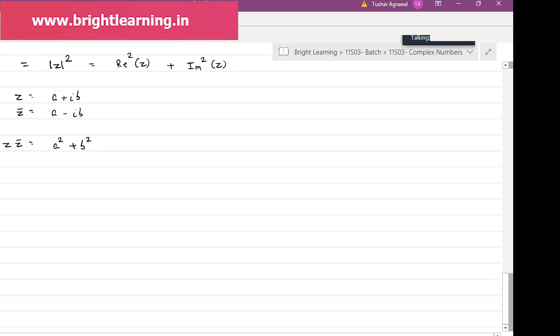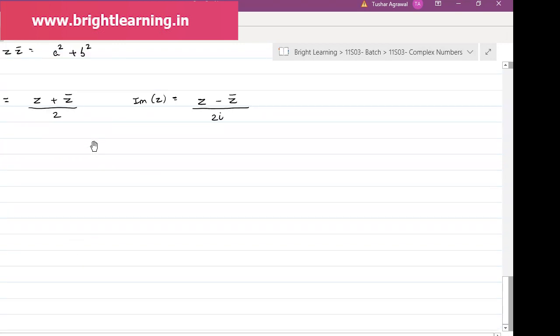Fourth property is: real part of any complex number Z is equal to, you take Z, you take its conjugate, their addition upon 2. Imaginary part of any complex number Z is equal to take Z, subtract its conjugate from it and divide it by 2i. So what's the explanation for this?